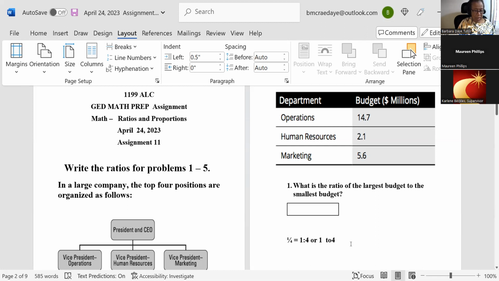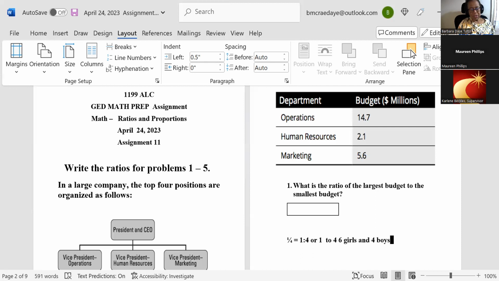For instance, if you had a group and you had 6 girls and 4 boys in the group. Now, what's the ratio of boys to girls? 4 to 6. That's right, 4 to 6 or 2 to 3. What's the ratio of girls to boys? 6 to 4. Very good.